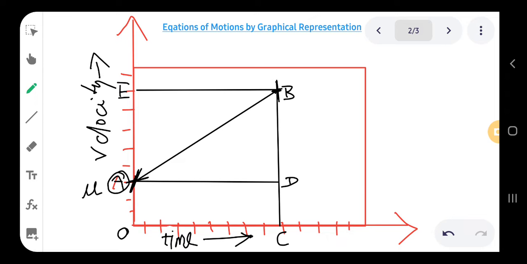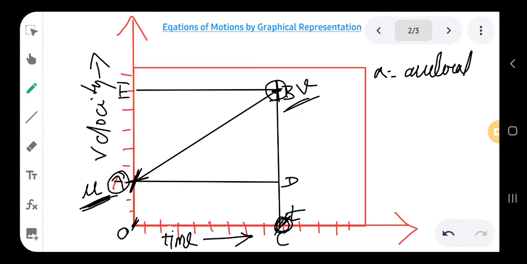This point, it increases our velocity. So our final velocity is at B. So at A this is our initial velocity, at B this is our final velocity in time t. What is the time? This to this, so this is our time, at C. Then the velocity changes at a uniform rate a. So our acceleration is a.